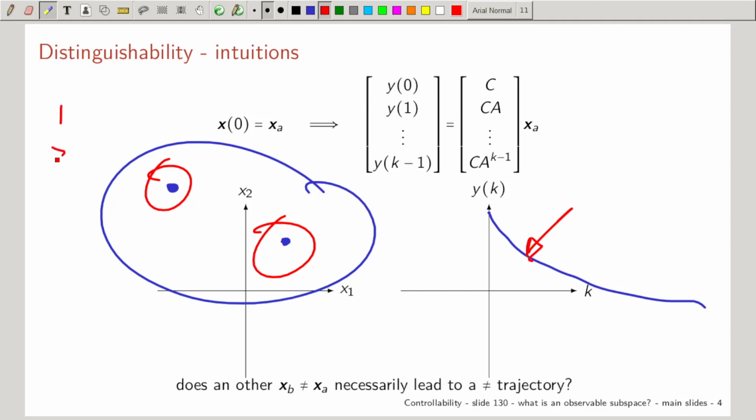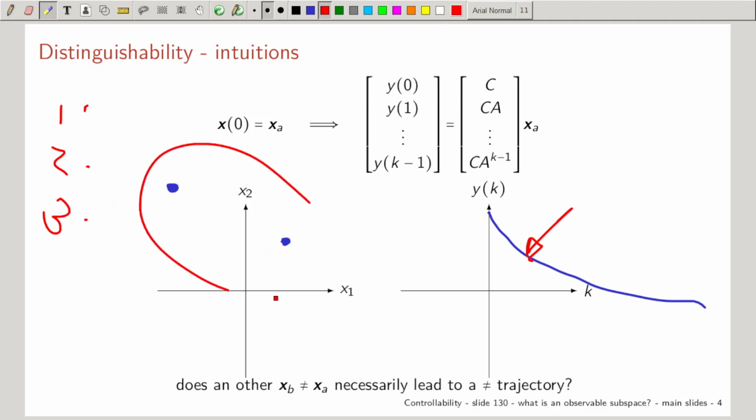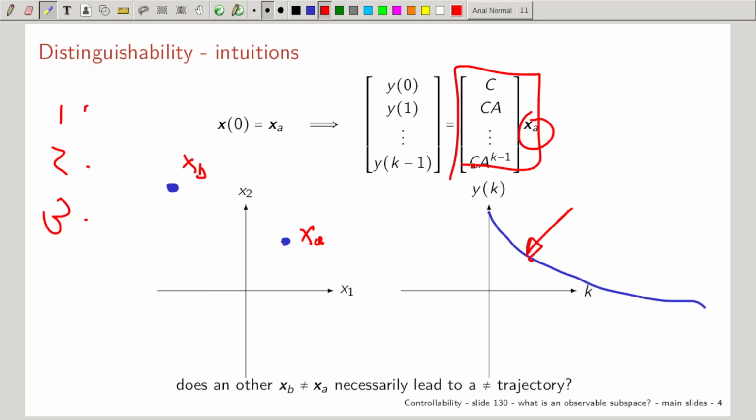Is the concept clear? 1, 2, 3. Very clear, not clear at all, kind of clear. The concept of distinguishability is: I have two potential causes that are two potential initial conditions, XA and XB. If XA and XB, I put them here, and I've got the same output here, I don't have any hope.